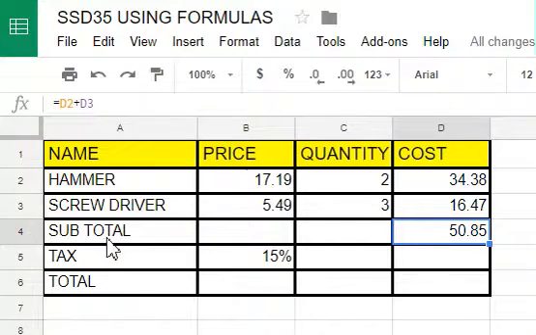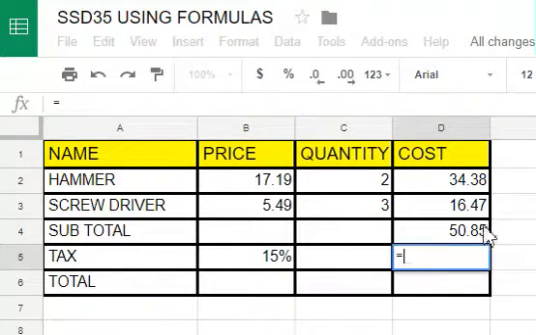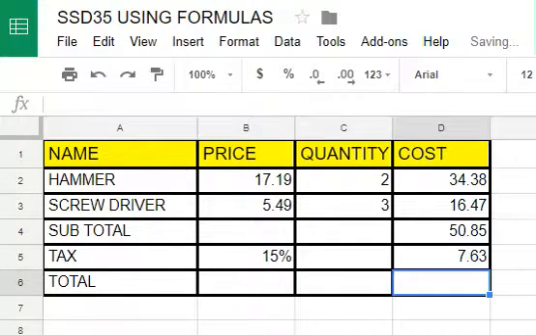Now I want to calculate a tax, 15% tax. So this is the tax, 15%. I want the answer here, the tax, that's in cell D5. So I'm going to say equals, I want this to be a calculation. I want to take the subtotal in D4, and multiply it times B5, which is the tax, 15%. I'm multiplying D4, the subtotal, times B5, which is 15%, and pressing enter.